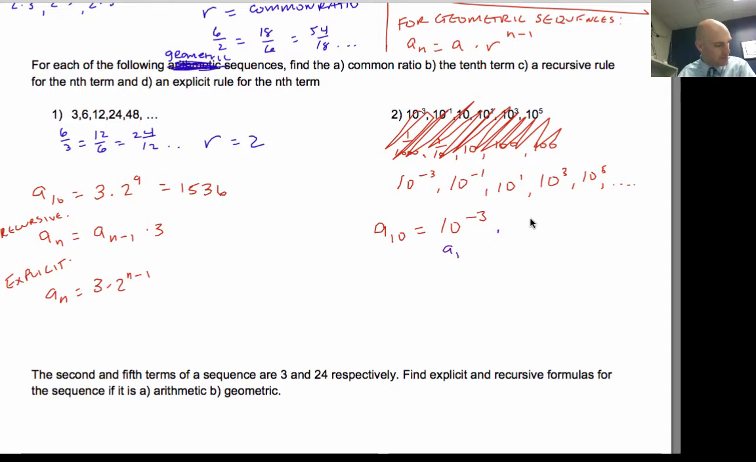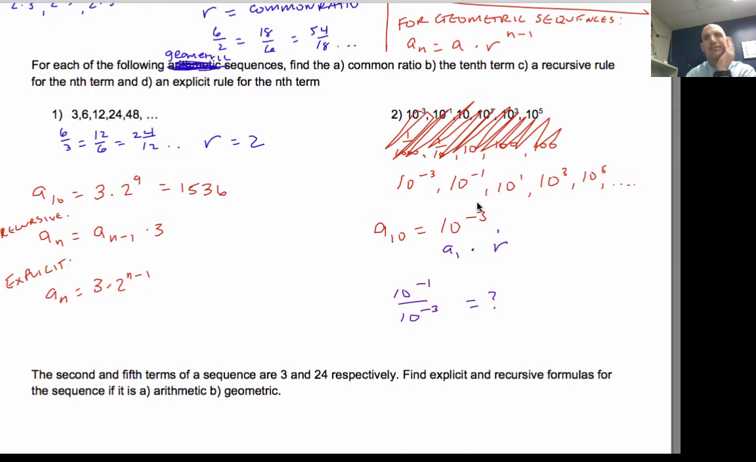And then times, and I'm going to be multiplying this by each consecutive set, what the common ratio is. Well, what's my common ratio? I've got to make my common ratio. So 10 to the negative first over 10 to the negative third.